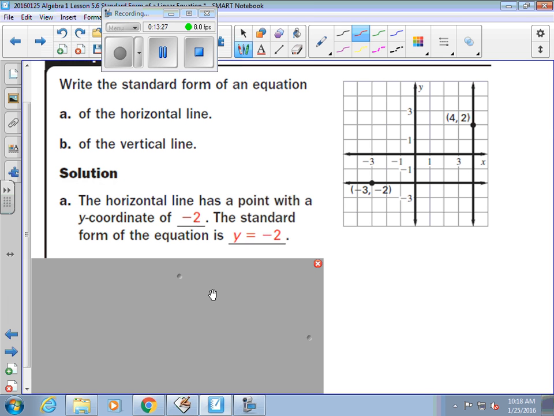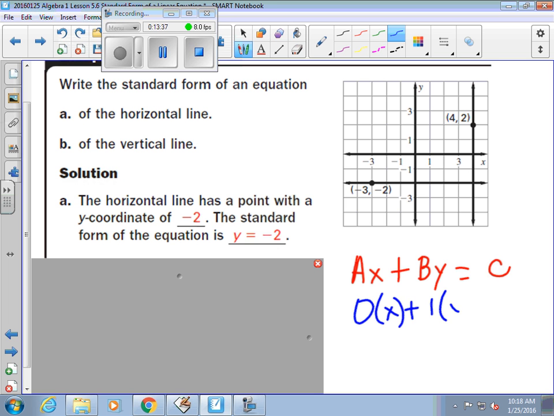Y equals negative 2, because it would say ax plus by equals c. In this case, ax would be 0x plus 1y equals c, negative 2. So there's no reason to write 0 times anything. That's gone. There's no reason to write 1 times anything. You have y equals negative 2. So even though it doesn't say ax plus by, that is standard form.